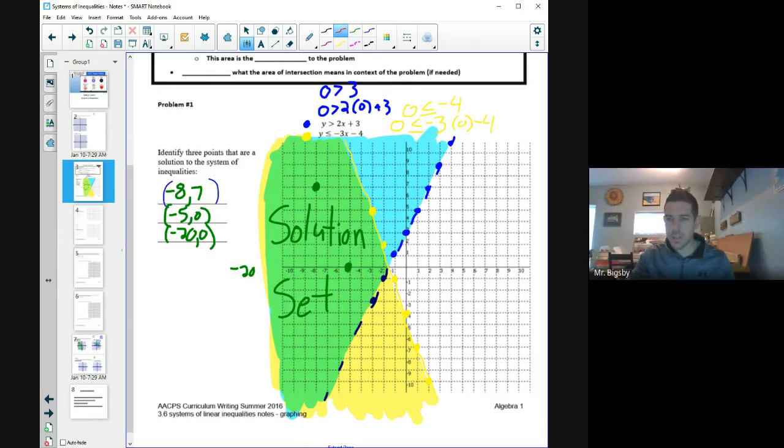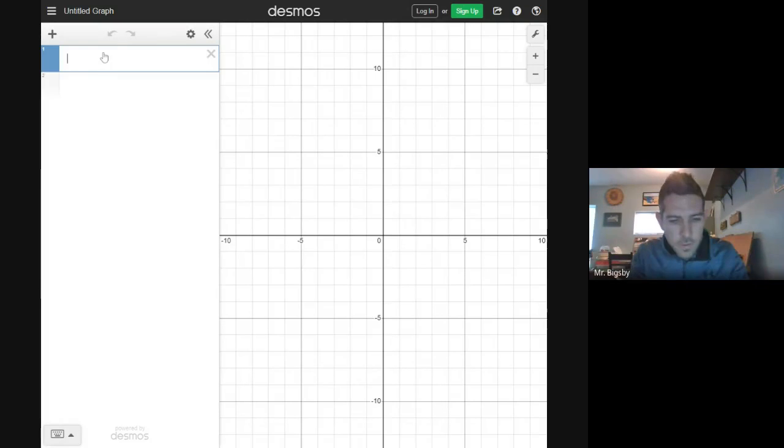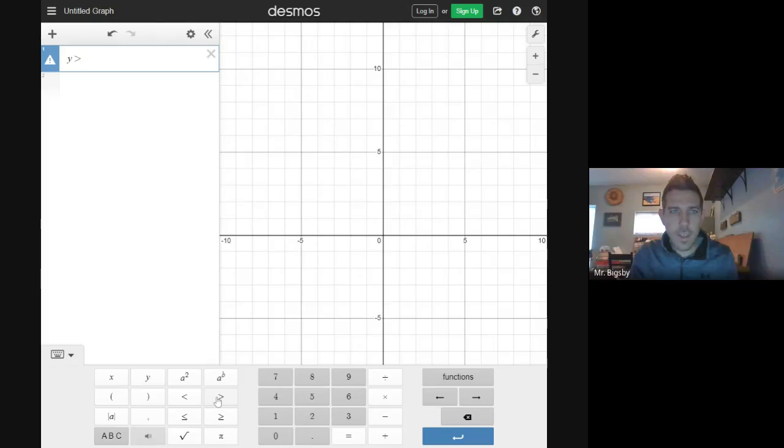I do also like using Desmos calculator. I'm going to go ahead and pull up my Desmos calculator here because, if you know how to graph an inequality, well, then you really don't need to do it by hand. You understand how it works. So instead, what we'll do is we'll use the Desmos graphing calculator to graph both of these. So our first one was y is, and I'm going to use the little keyboard down here, y is greater than 2x plus 3.